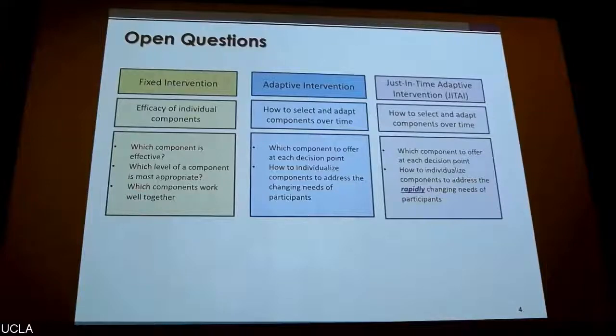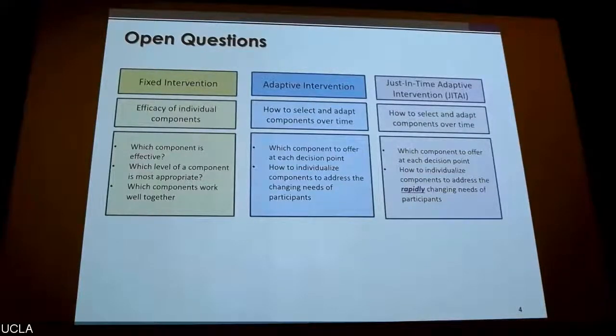Okay. Sometimes we have open questions about how to select and adapt intervention components over time. And what does it mean? Many of us are interested in developing adaptive interventions, and I'm going to formally define an adaptive intervention later. But in adaptive interventions, what we're trying to do is to address not only the unique, but also the changing needs of people as they progress through the intervention, right?